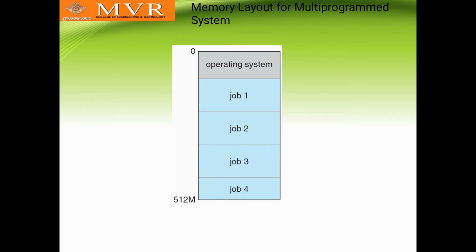Here the layout is the operating system. It is 0 to 512 M. And here the memory will be divided into several or multiple programs based on the programs. Here we have taken 4 jobs. So the memory will be divided into 4 sectors, that is job 1, job 2, job 3 and job 4. Okay, this is the memory layout.